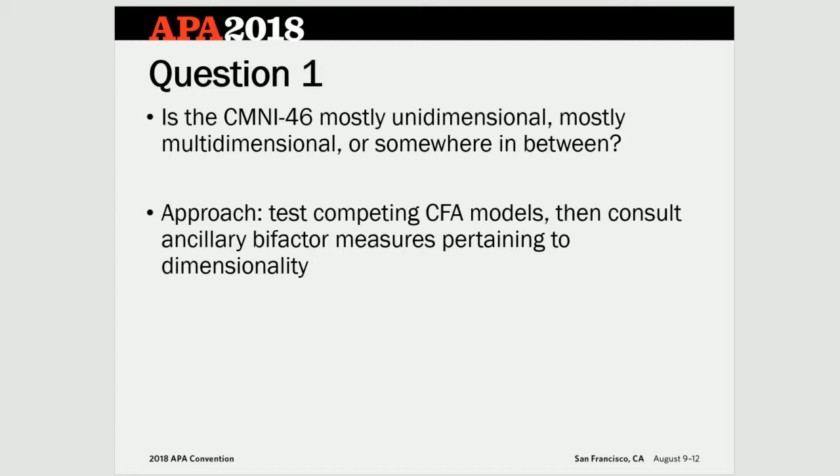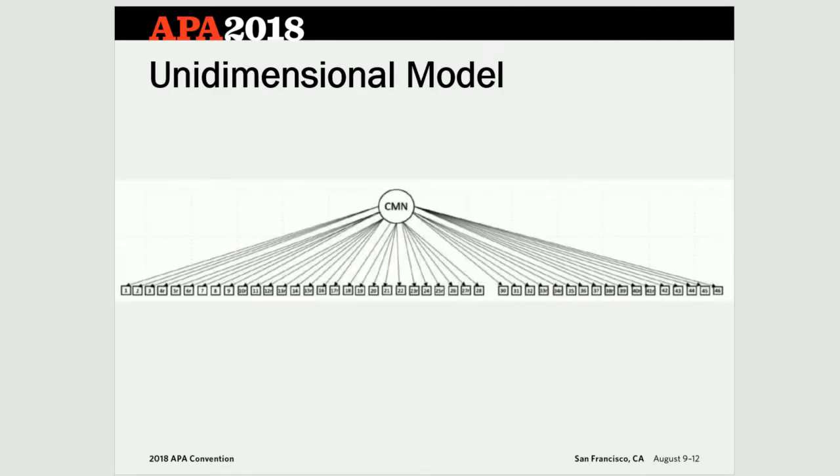So for the first question that we asked, is the CMNI 46 mostly unidimensional, multidimensional, or somewhere in between? The approach we take is we test competing confirmatory factor analysis models, and then we consult ancillary bifactor measures pertaining to dimensionality. Here's what a unidimensional model of the CMNI 46 looks like. Those tiny boxes down there, 46 of them, are the 46 items, and they're all thought to be explained by one higher order conformity to masculine norms construct. That's what the unidimensional model specifies.